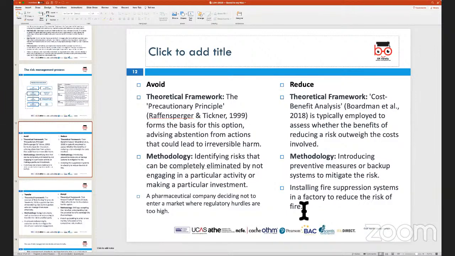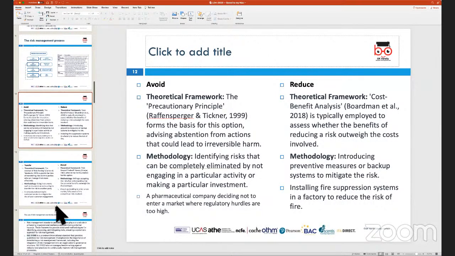Then we look at reduction, installing, for example, fire suppression systems, which you see at the airport, in offices, and sprinkler water systems that we see at various installations. This is primarily because in the event a fire breaks out, these systems would come in quite handy, and they would basically stop the fire from spreading within the premises. That is looking at fire suppression systems to reduce the risk of fire.